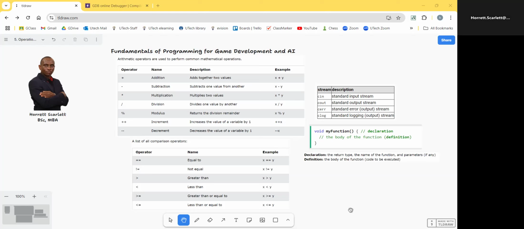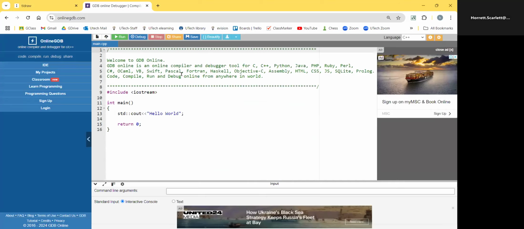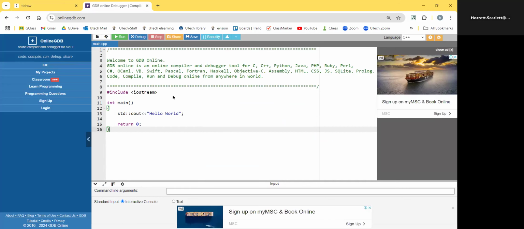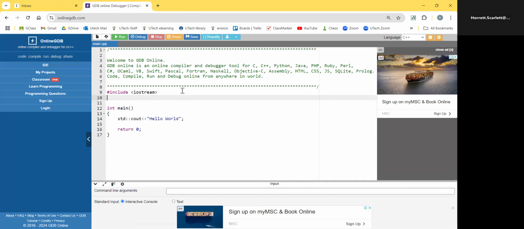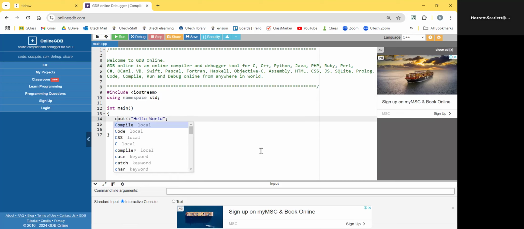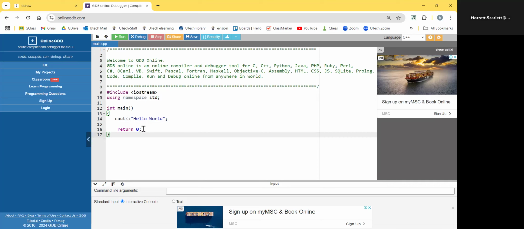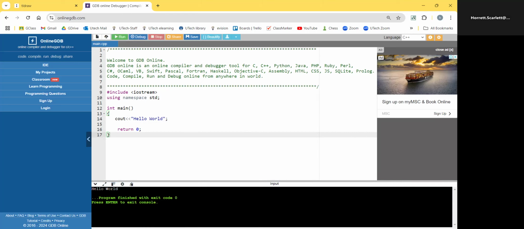So we are going to do a quick demonstration in the C++ compiler, just to see how things operate. So we're over here in the C++ compiler. We're going to set it up by ensuring that we have the namespace typed above, so that we don't have to use std over and over in the program. And we're just going to test to ensure that everything is working fine. And once again, we are seeing the hello world, so it means that it is configured properly.